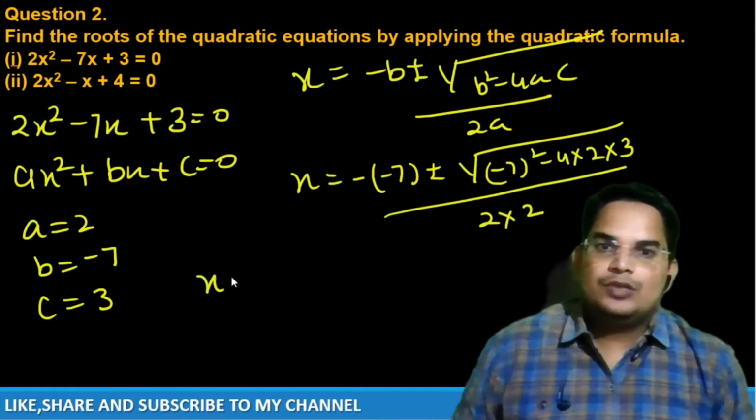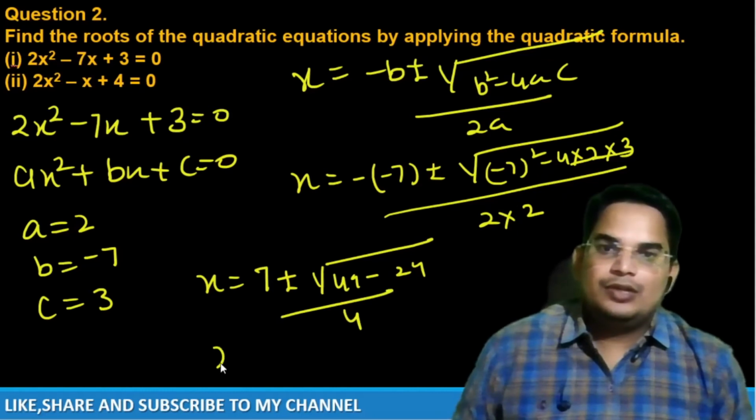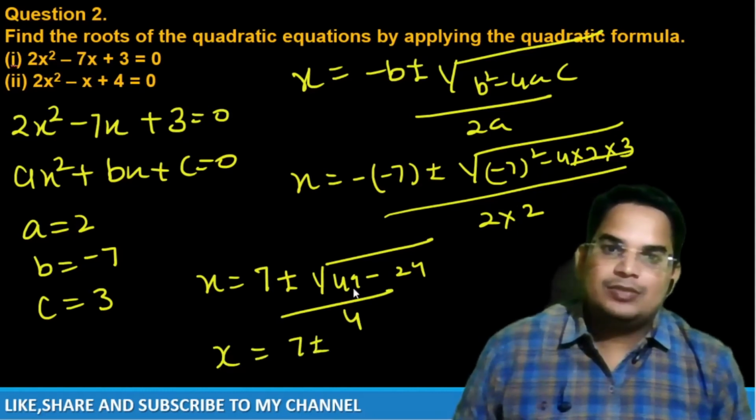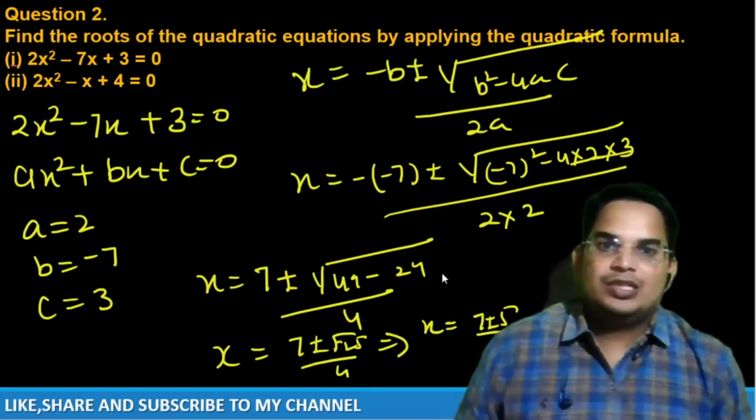So x = 7 ± √(7² becomes 49 − 4 × 2 is 8, 8 × 3 is 24) upon 4. So x = 7 ± √(49 − 24), it becomes √25, upon 4. So you can say x = (7 ± 5)/4.